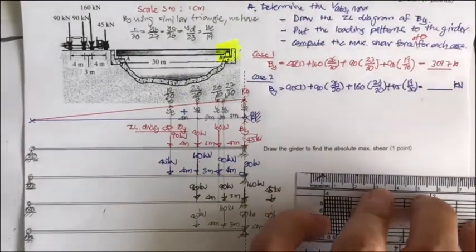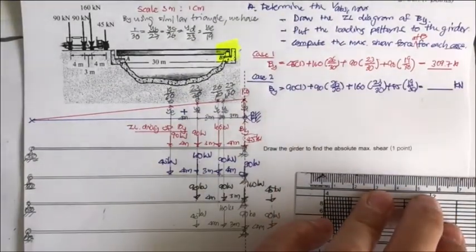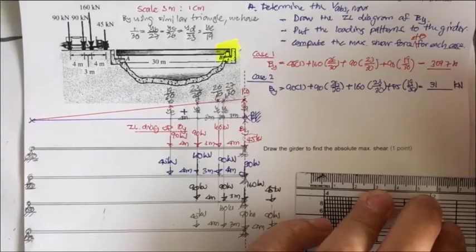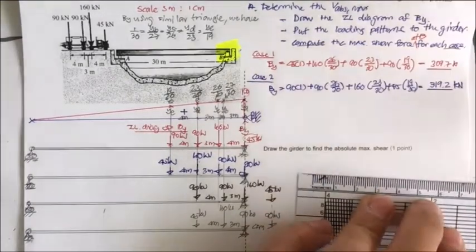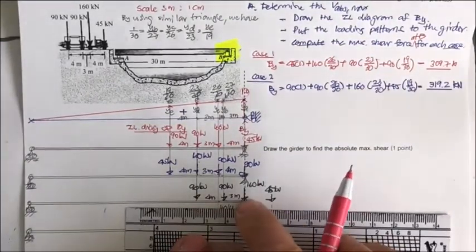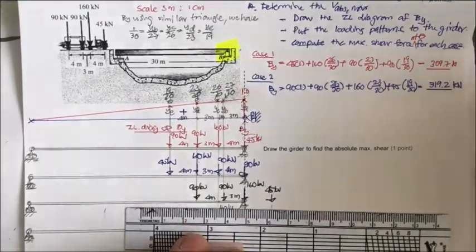Stop the clip if you like and put the numbers into your calculator. You may get this one a little bit higher than case one, which is 319.2. And then we have the third one, case 3.